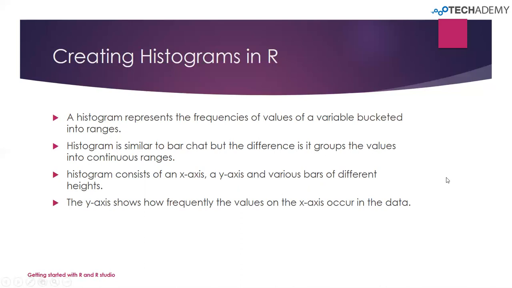Now, what about a histogram? A histogram actually represents the frequency of values of a variable. These are bucketed into ranges like 0 to 10, 10 to 20, 20 to 30, like that. Histogram is similar to a bar chart, but the difference is that it groups the values into continuous ranges.